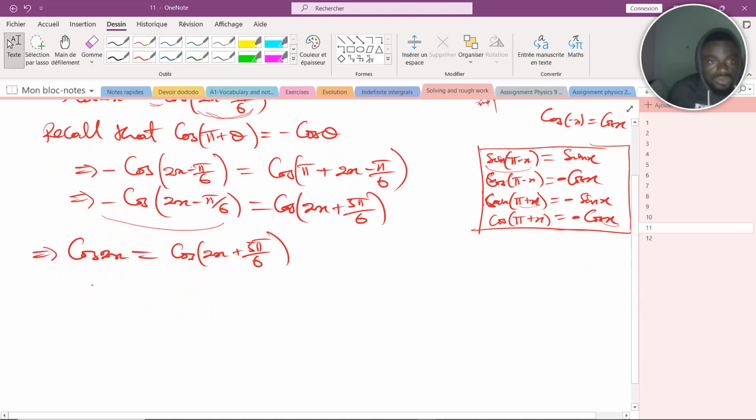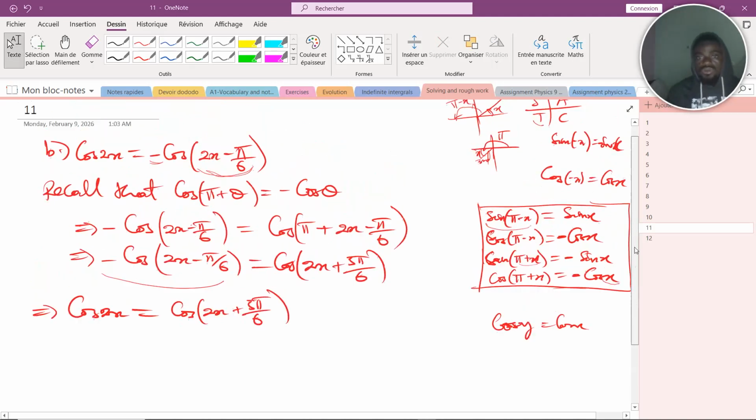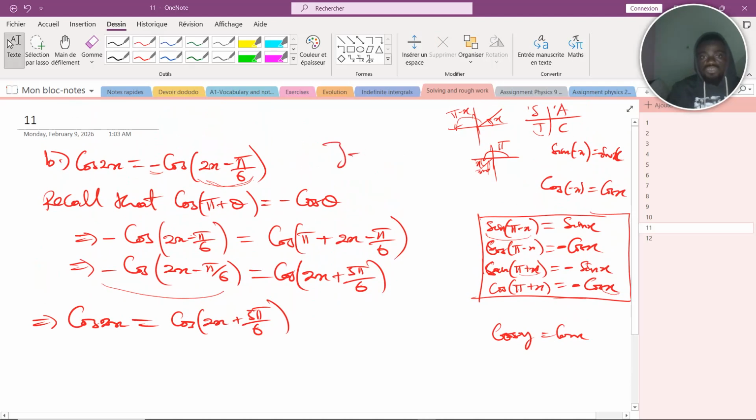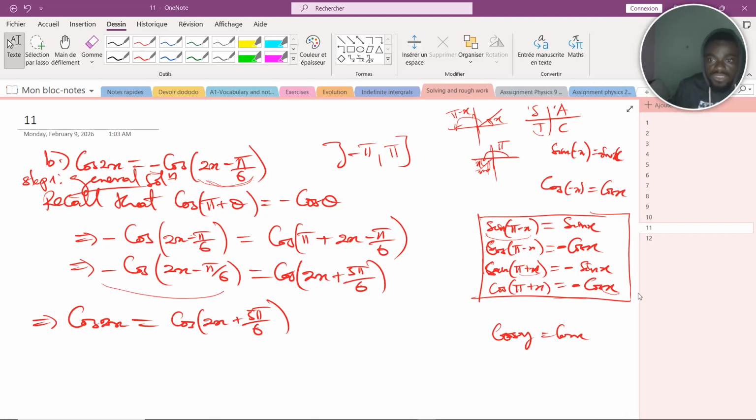Let's continue. Now we're already in the form cos y being equals to cos x. So we can already apply the general solution. Don't forget that we are finding the solution on the interval minus pi. So the step 1 is to find the general solution. But first start by finding the general solution before finding the solution on this interval.